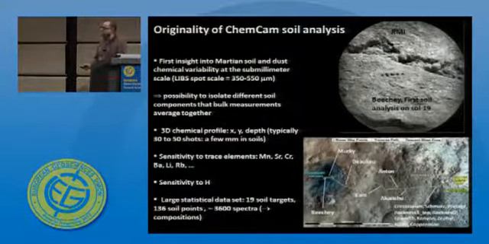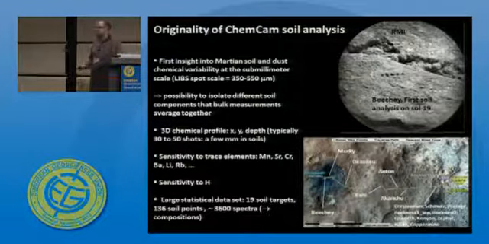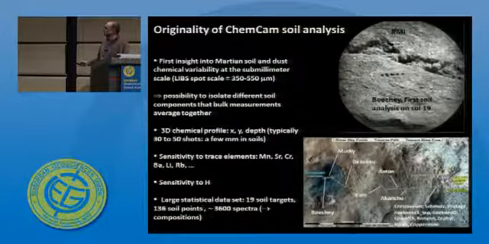We have large statistics on soils. During the first 100 soils, we have 19 soil targets and 136 soil points, which represents more or less 3,600 spectra. Here on the traverse route you saw already, here are the soils we get during the traverse. Here are the soils in the Hummocky region, and here we got a lot of soils on the Rocknest region.